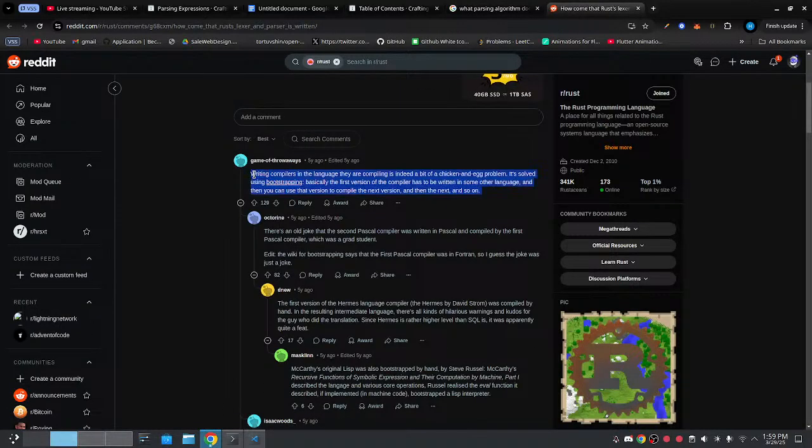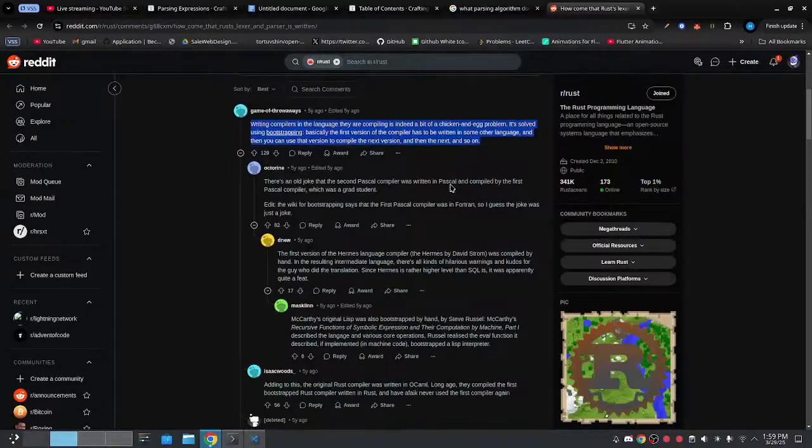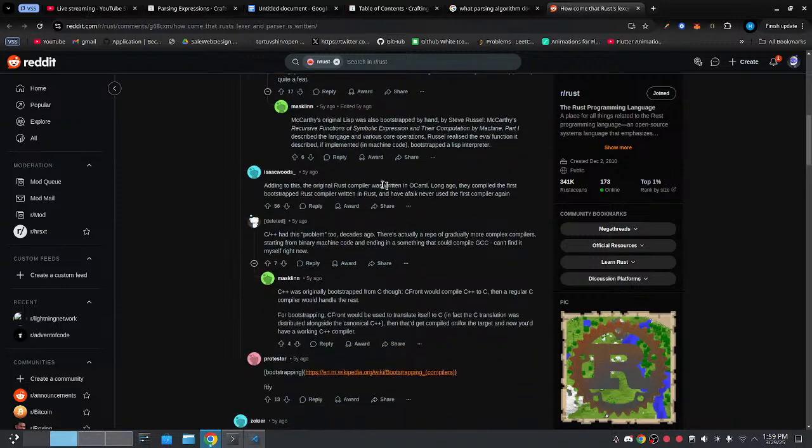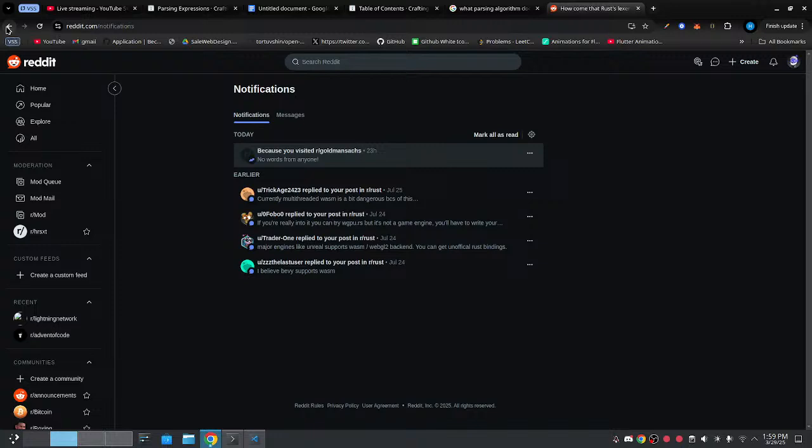I guess this is the part. Yep, here it is. Written in some other language, and then you can use that version to compile the next version and the next and so on. There's an old joke that the second Pascal compiler was written in Pascal and compared with the first Pascal compiler, which was a grad student. Okay, this is written in OCaml. This is something clever, right?